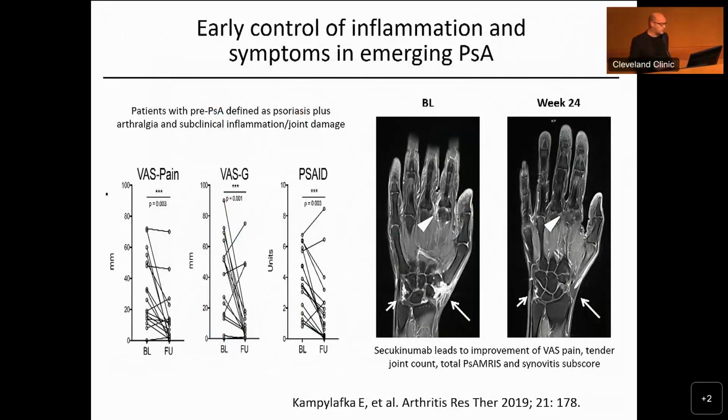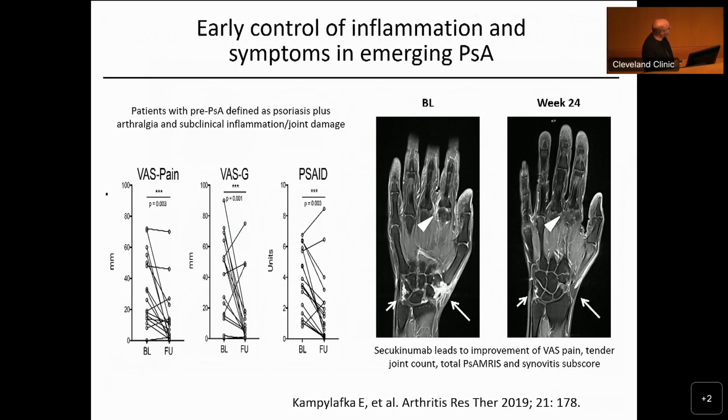Now, what we also know is that when we treat early, and that's still a big problem, because on the average, patients have to wait 2 years till they get an adequate therapy with psoriatic arthritis. This is a situation where we have psoriasis patients, and they have joint pain. And in the MRI, you can see discrete enthesial lesions here in the wrist and in the MCP joint, and you can see you clear them with IL-17 inhibition, and you also improve massively the pain.